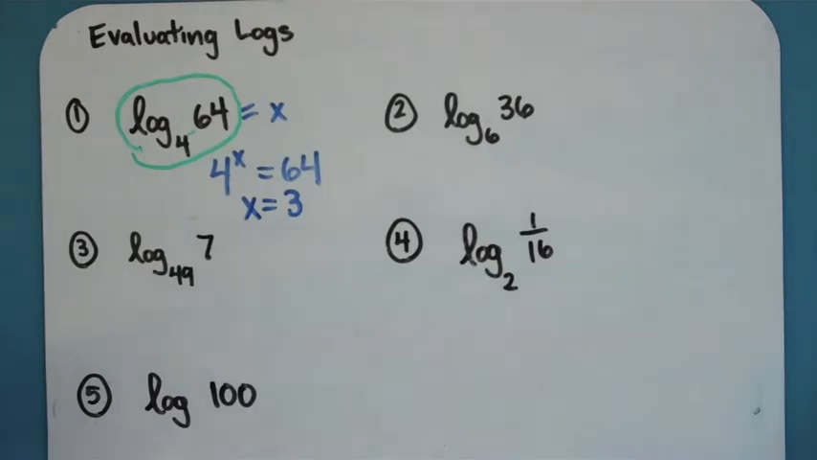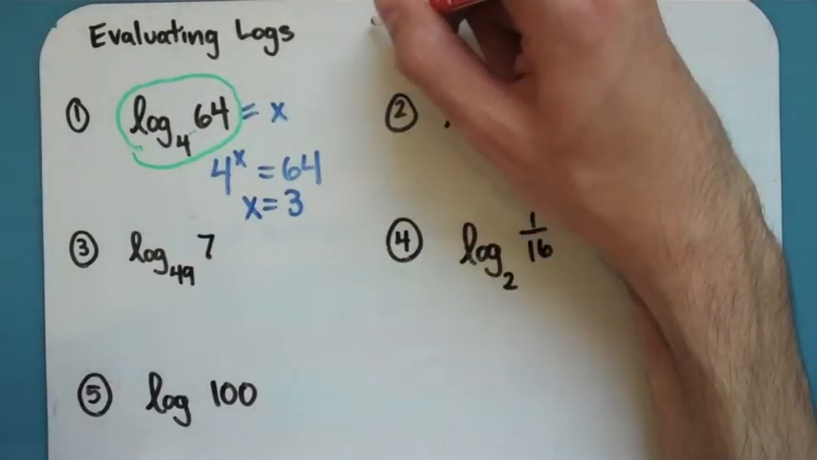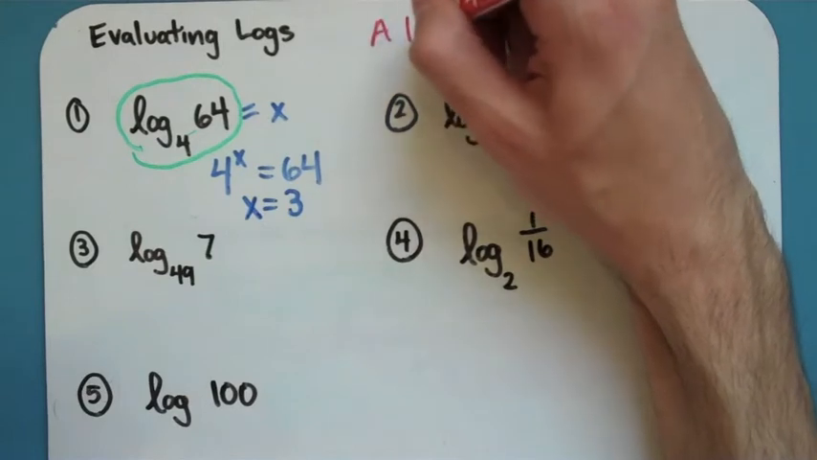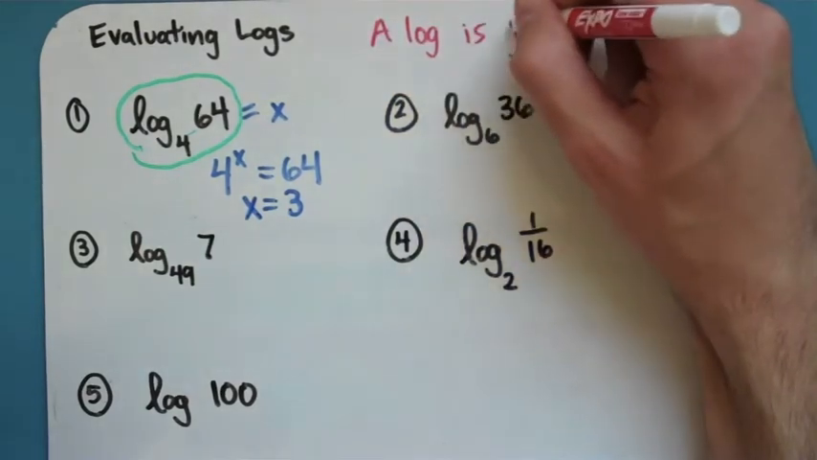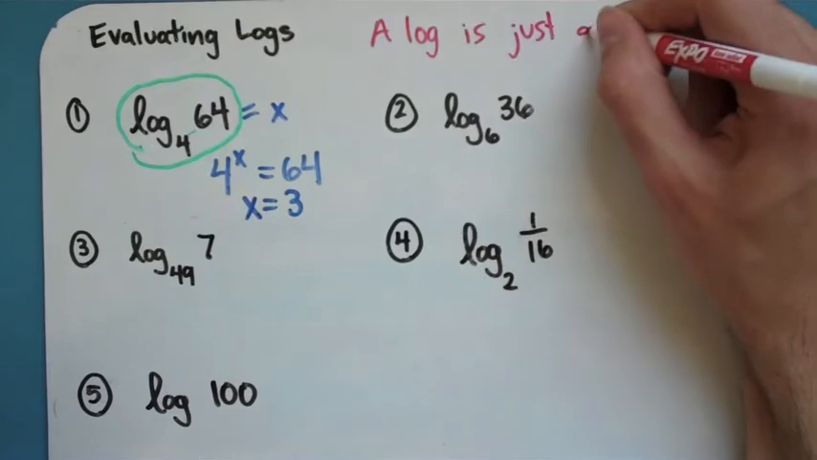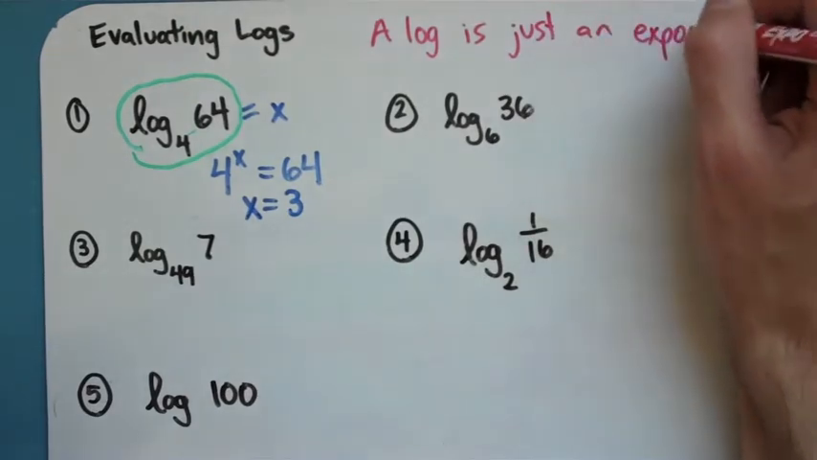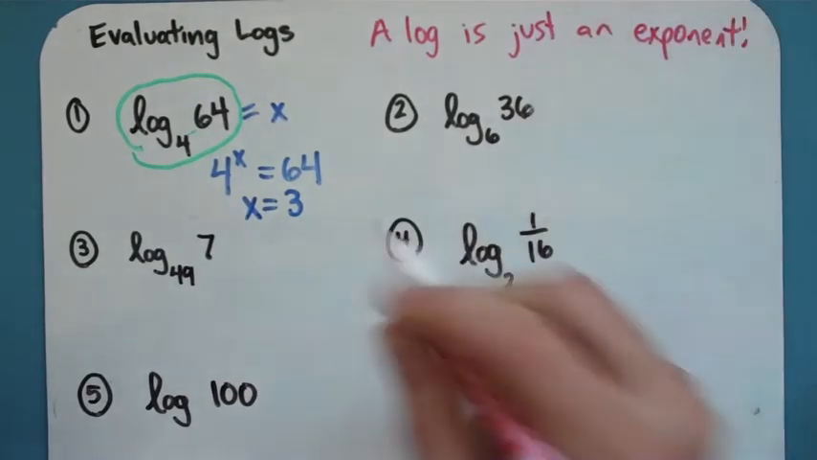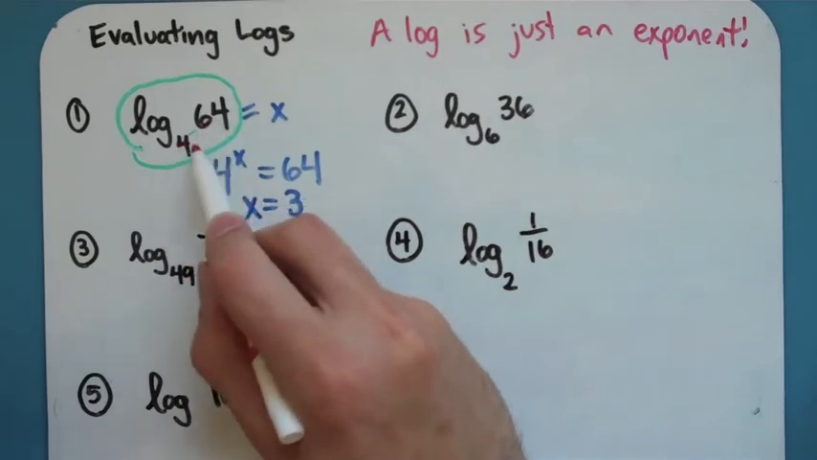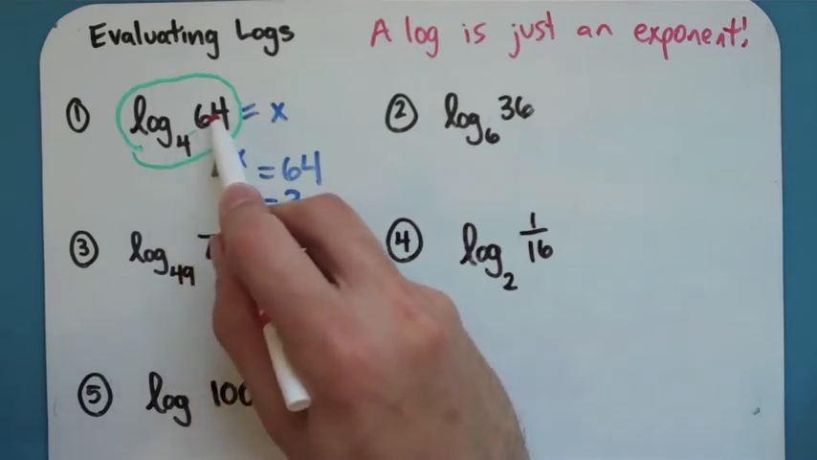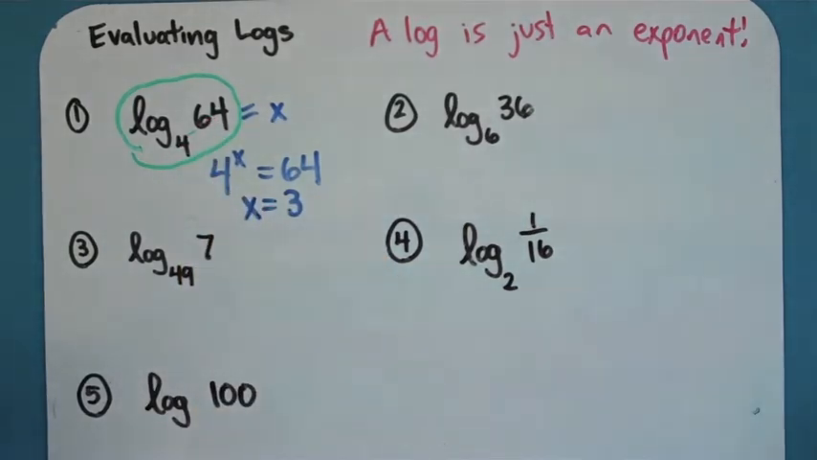Kids will get lost after doing some of these, like, what am I even doing right now? They'll just get kind of confused about the whole idea. The whole point here, write this down as a note for yourself: a log is just an exponent. What we're looking for in these problems is the exponent that gets you from here to here. 4 to the third power equals 64. That's all the log is trying to represent. It's the exponent that makes the problem work.